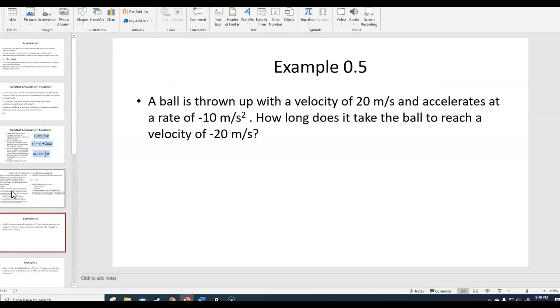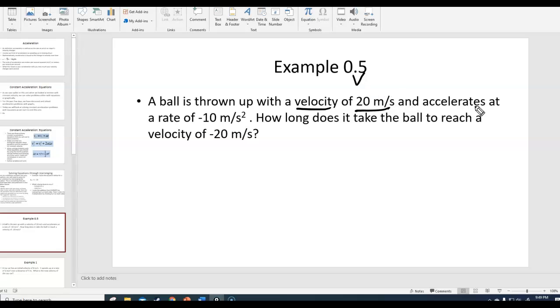Okay, so example 0.5. The question says a ball is thrown up with a velocity of 20 meters per second. As I go through, I'm looking for units and I'm looking for context clues. I know immediately that this is a velocity because, well, number one, it says velocity, and number two, it has units of meters per second. So I know that is a v, but I don't know if that's a vi or if it's a vf. So I keep reading.